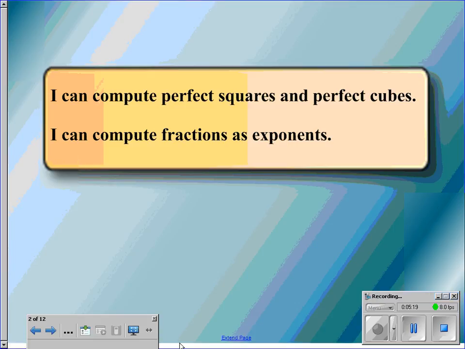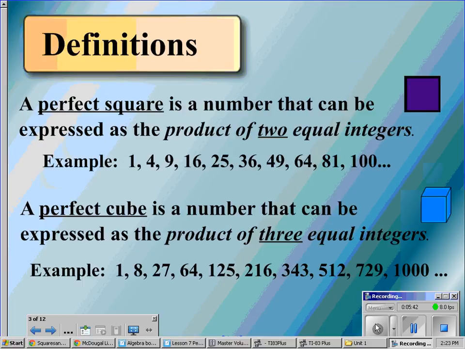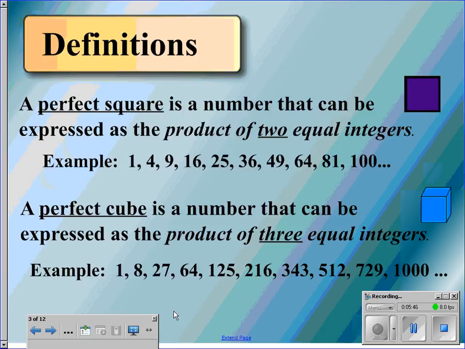Today's notes are going to be on computing perfect squares, perfect cubes, and fractions as exponents. Okay, we're going to talk about 2 special cases of fractions as exponents. We're going to talk about the other types of fractional exponents on down the road. First, you need to make sure you copy down these definitions.